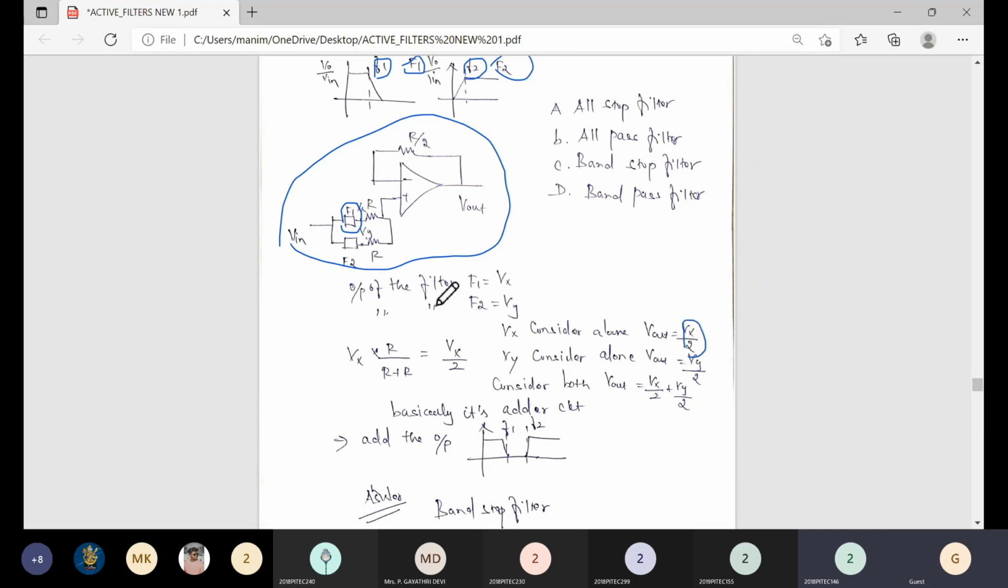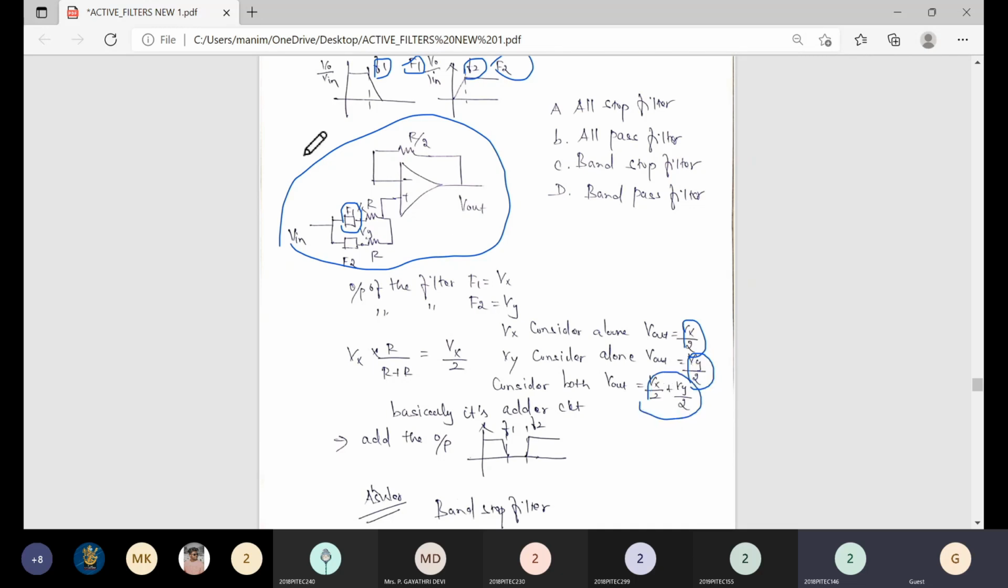Vx by 2. Then consider Vy, one voltage source alone. What is the output voltage? You know how to find the output. So Vy divided by 2. These two output voltages are given to the non-inverting amplifier, so I consider both output voltages, Vx and Vy. So here Vout should be Vx divided by 2 plus Vy divided by 2.